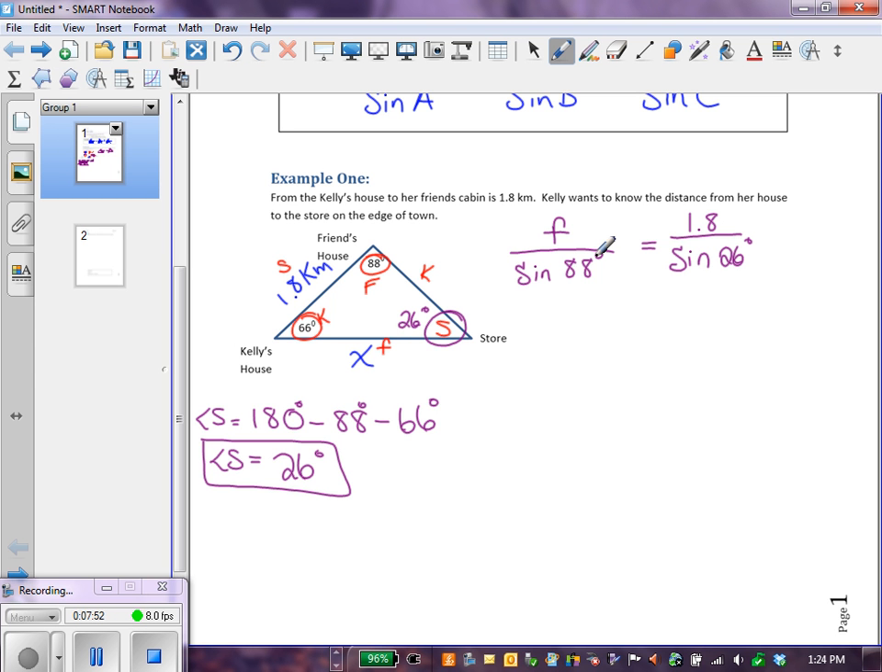Okay, I'm going to cross multiply. So I'm going to have side F times sine of 26 equals 1.8 times sine of 88. Now, these are actual decimals. They're really long. I'm not going to write them out. It's way easier to do it this way. How do I solve for the letter F? Divided by sine 26.